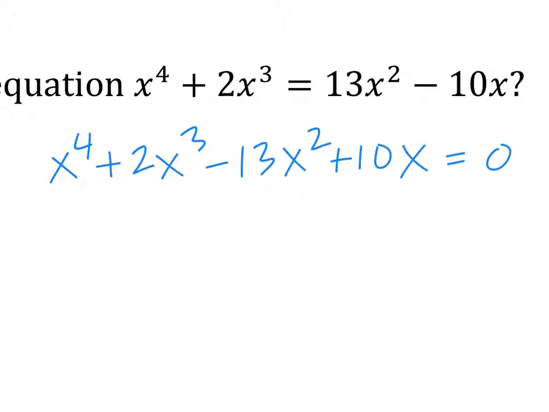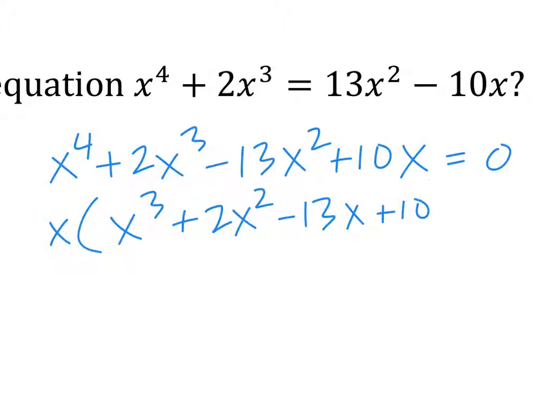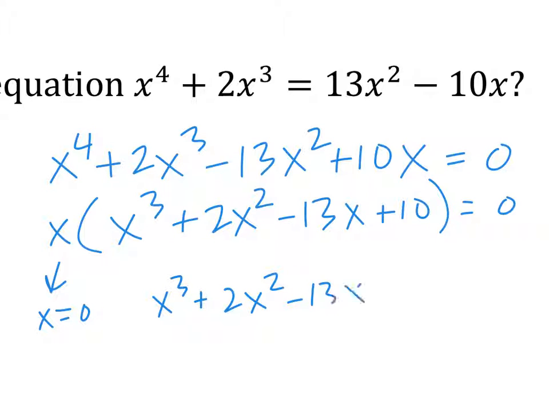All right, now we're going to start factoring. The first rule of factoring is the first step, which is what? Yes, greatest common factor always has to come out first. So take x out. x cubed plus 2x squared minus 13x plus 10 equals 0. All right, now we try to set each part equal to 0. So x equals 0 and x cubed plus 2x squared minus 13x plus 10 equals 0. Okay, x equals 0, that's good.